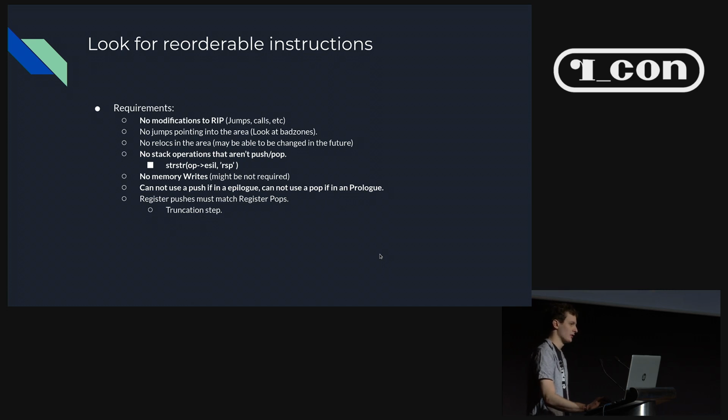So we have to figure out what instructions we can reorder, and there's a whole list of requirements. Basically, the main thing is if you're in a prologue, it has to be pushes. If you're in an epilogue, it has to be pops. There can be moves, there can be various arithmetic instructions, but nothing that's going to change how program flow goes, so no jumps, no calls, and no memory writes, because that might get into weird territory that we do not quite know of.